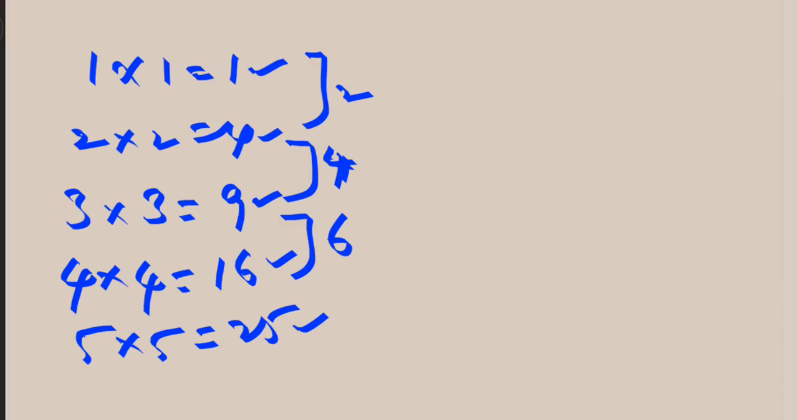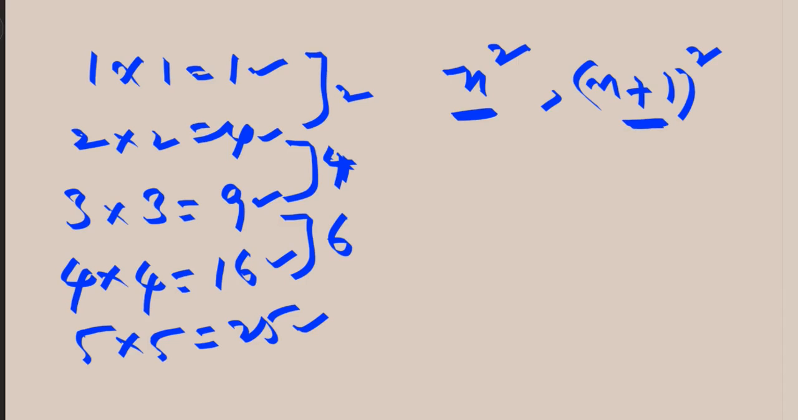So is there any formula? For example, if anybody asks what are the numbers between the squares of 8 and 9, how can we say? Is there any formula? Yes, there is a formula. That is n square and (n plus 1) square. If we use this, we can find the numbers between them.